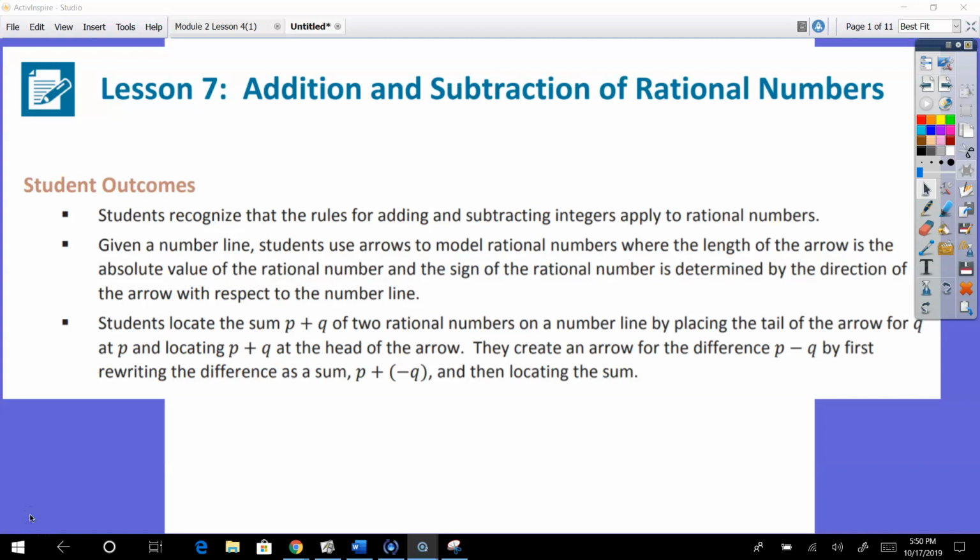Hi, this is Miss Pellegrin, and today we're looking at Module 2, Lesson 7, Addition and Subtraction of Rational Numbers. Our goal today is that you are able to see that the rules for adding and subtracting integers apply to rational numbers as well as whole numbers, so fractions and decimals, and we're going to be modeling that on a number line.